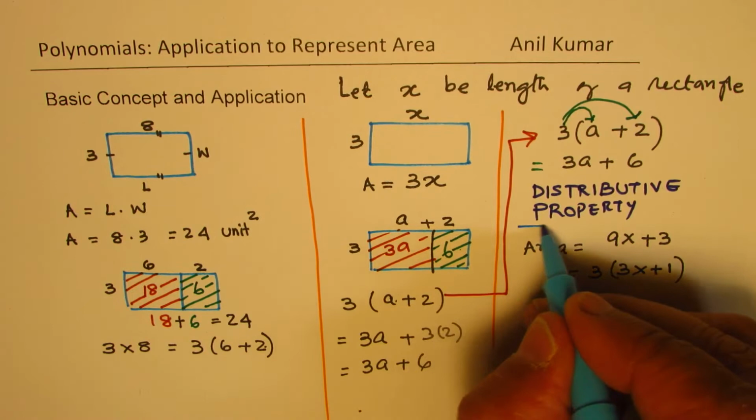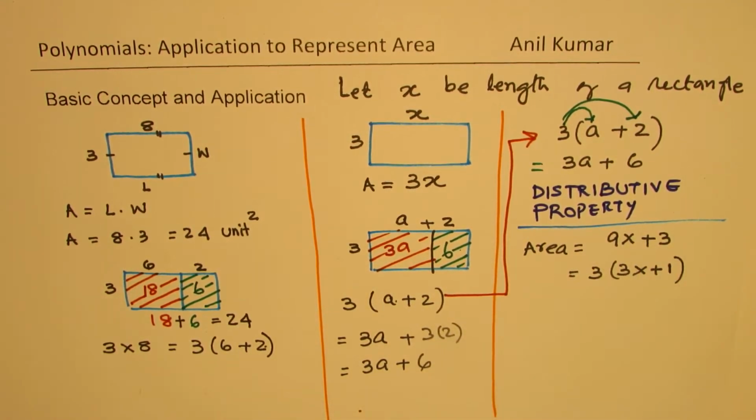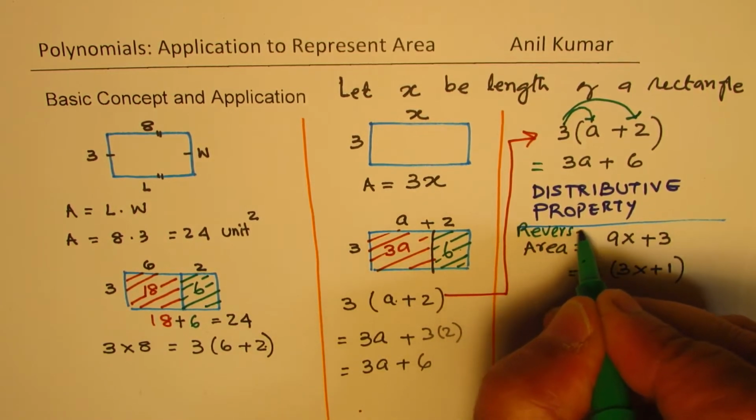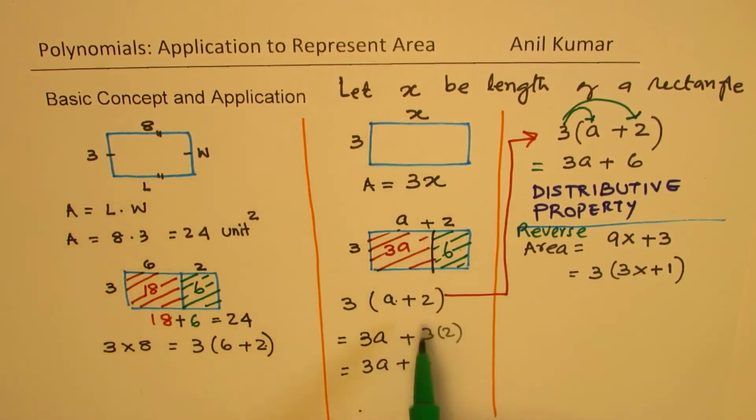So if I give you another question where the area is given, we are doing the reverse calculation now. So reverse. We are given the area, we need to find the rectangle. Earlier from rectangle to area, now from area to rectangle.